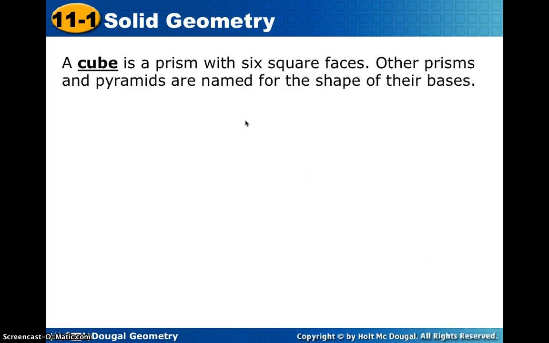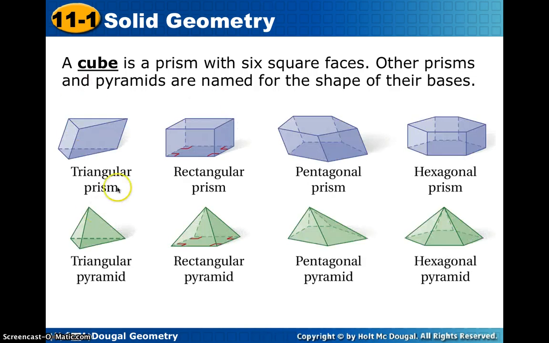So a cube is a prism with 6 faces. And then the other prisms and pyramids are all named by their bases. So if the base here happens to be a triangle, it's a triangular prism. Or the base here is a triangle again, but this time it goes up to one vertex, so it's a triangular pyramid. So you just look at the shape of the base and name it like that. Rectangular prism. This is a pentagon, it has 5 sides. Pentagonal prism, hexagonal prism, and so forth.